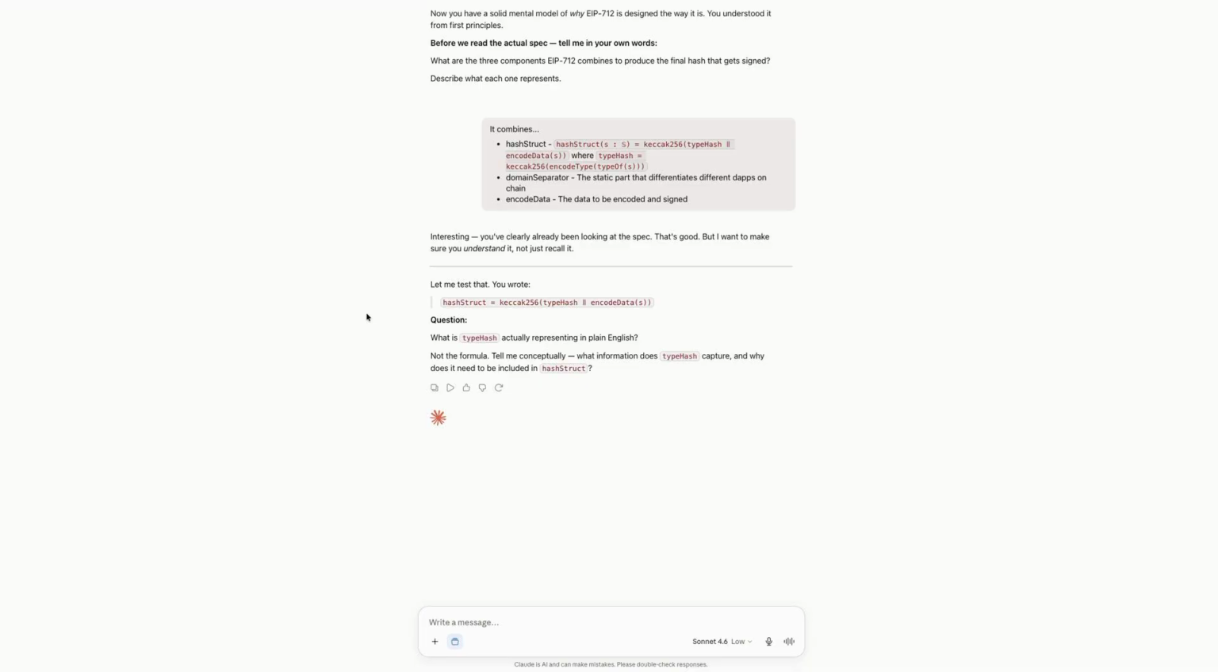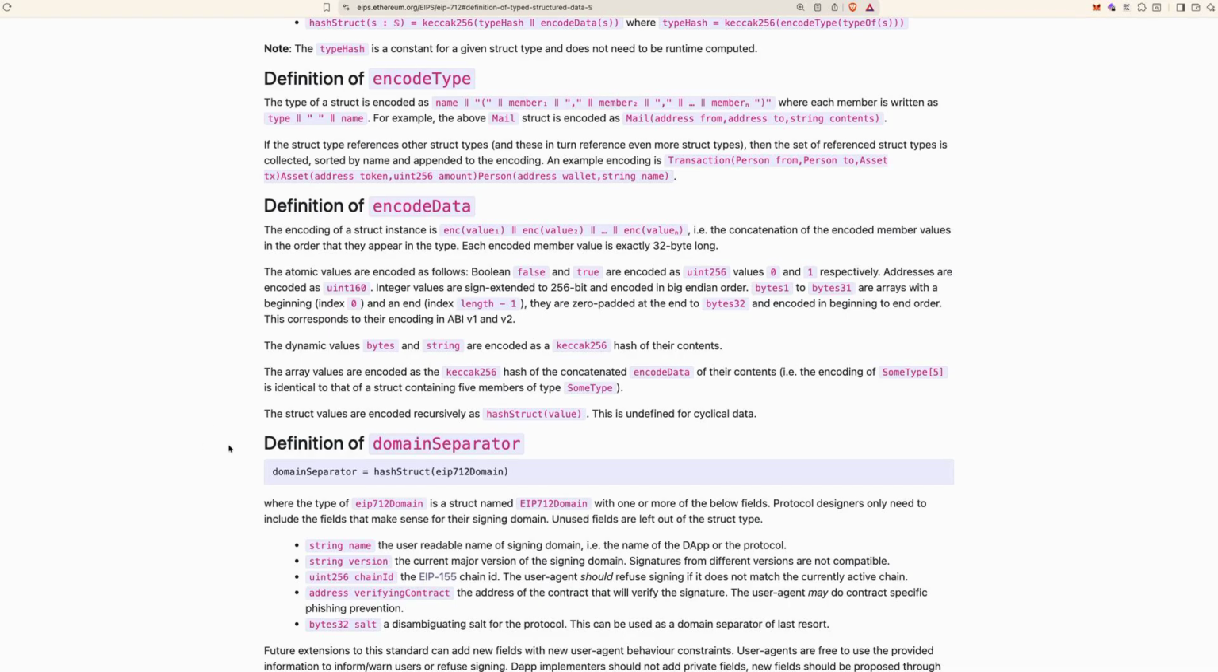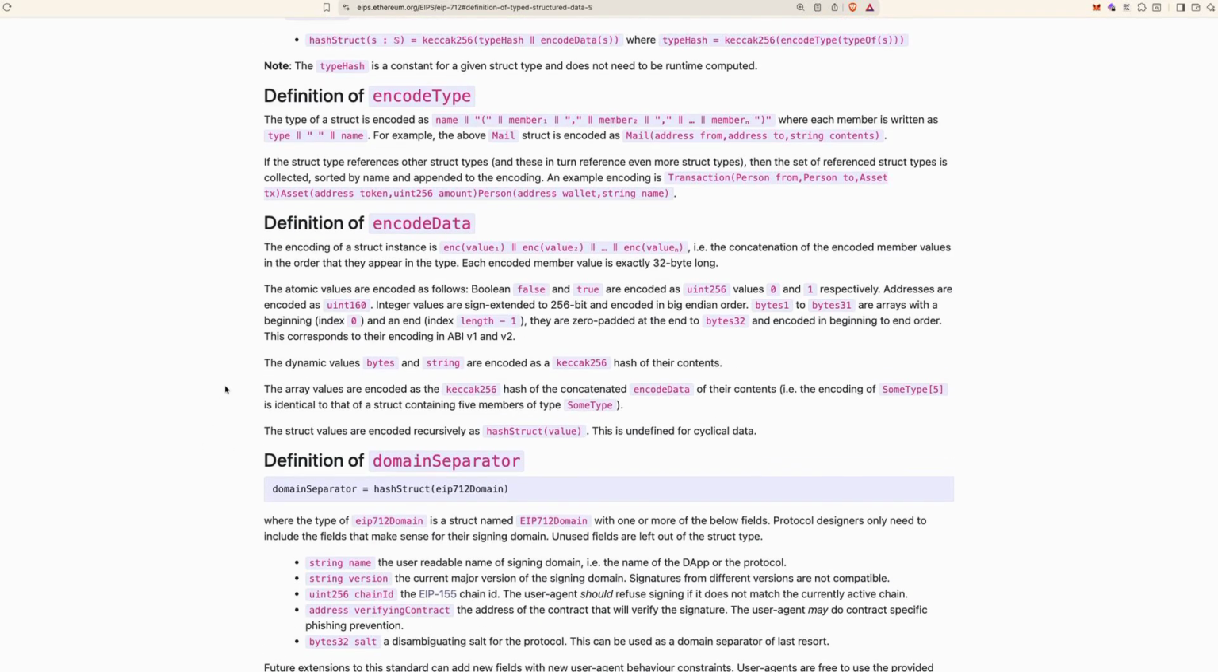Okay, that's good, but I want to make sure you understand it, not just recall it. Let me test that. You wrote hashStruct. What is typeHash actually representing in plain English? Not the formula. Tell me conceptually what information does typeHash capture and why does it need to be included in hashStruct?